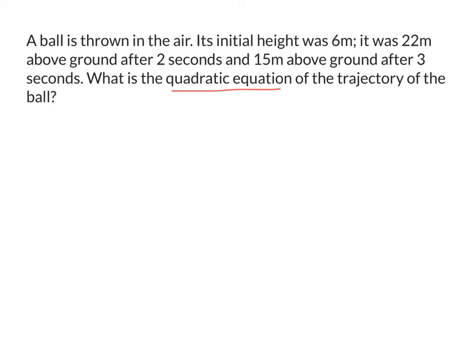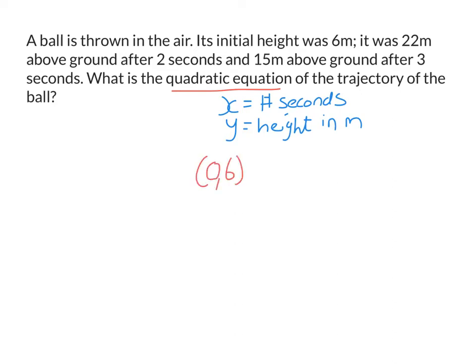So what we do here is define our variables. Just like in the last example, x is going to be the number of seconds after the ball is thrown. x is time, the independent variable, and y is going to be the height in meters above ground of the ball. So y is dependent on x. So what we have here are 3 points. If the initial height was 6 meters, after 0 seconds, the height was 6. After 2 seconds, the height was 22. And after 3 seconds, the height was 15.